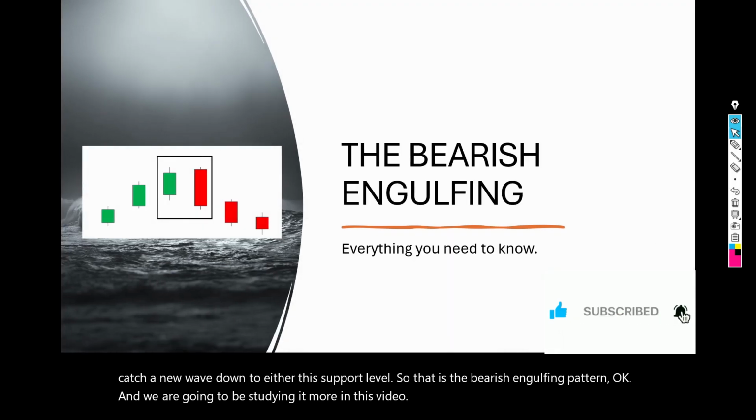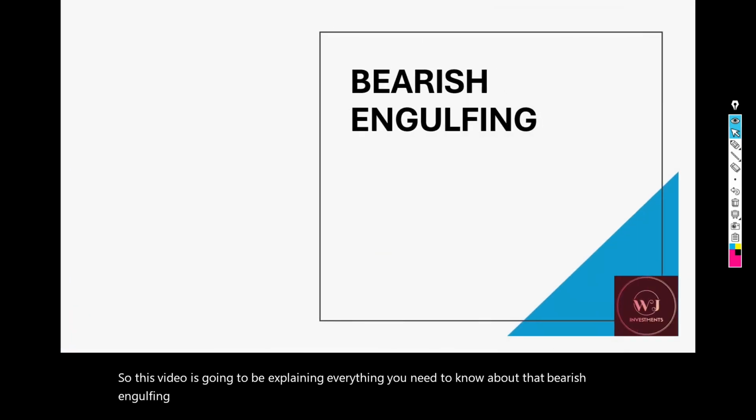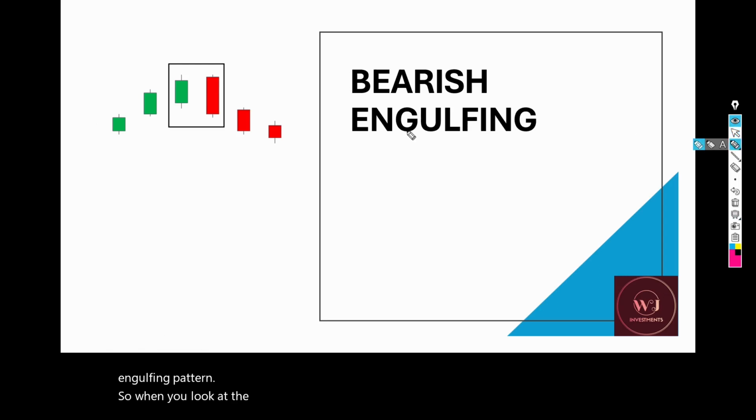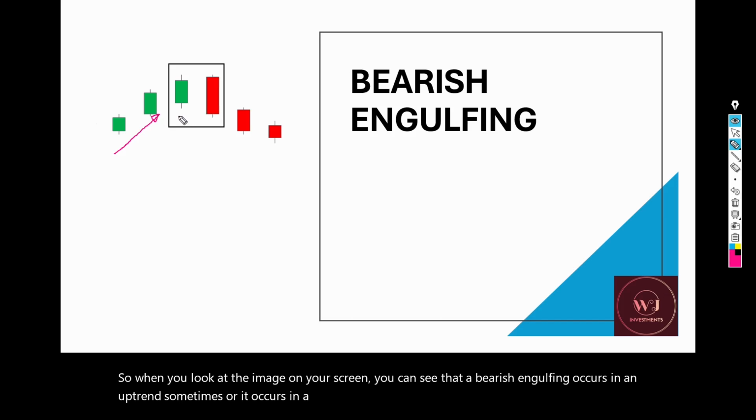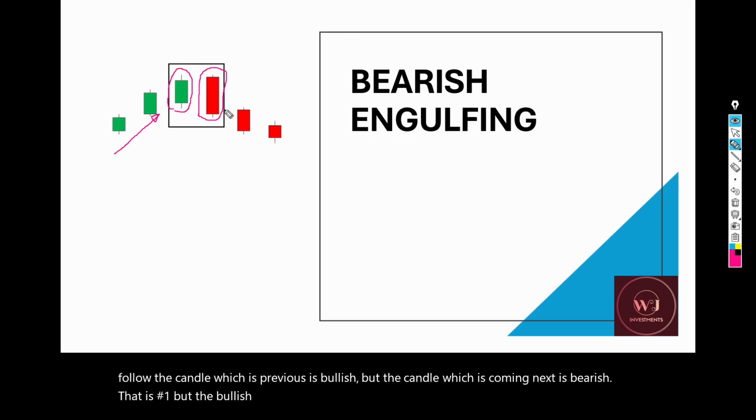So this video is going to be explaining everything you need to know about the bearish engulfing pattern. When you look at the image on your screen, you can see that a bearish engulfing occurs in an uptrend sometimes, or it occurs in a downtrend sometimes. But what matters most is that the previous candle is bullish, but the candle coming next is bearish. That is number one. But the bullish candle, its body is covered entirely by this red candle, which is a bearish candle.